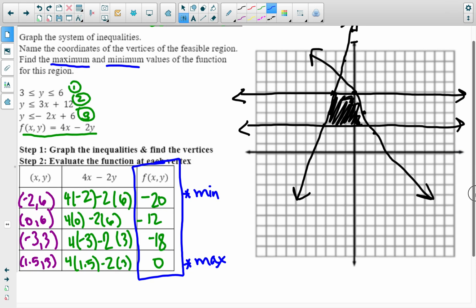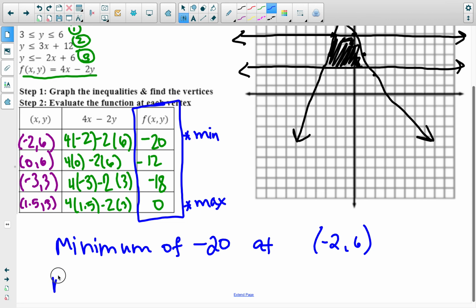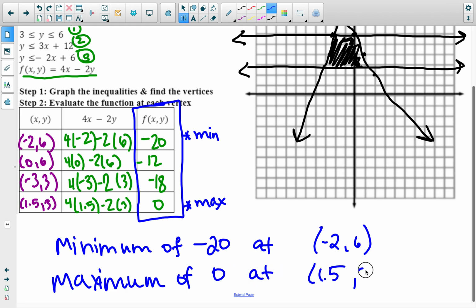So the way that we would write this solution is like this. Minimum of negative 20 at, and then you'd write the location, at this vertex of negative 2, 6. And you have a maximum of 0 at 1.5, 3.